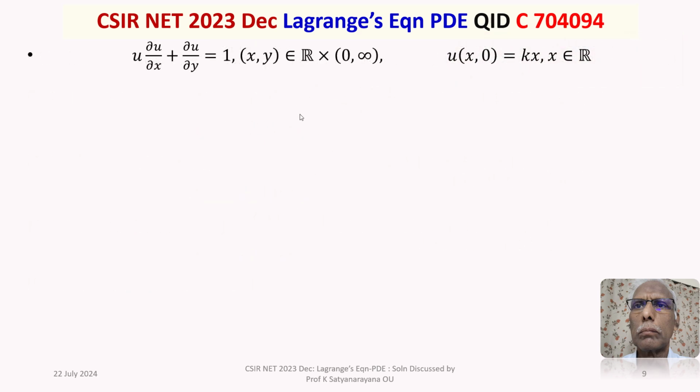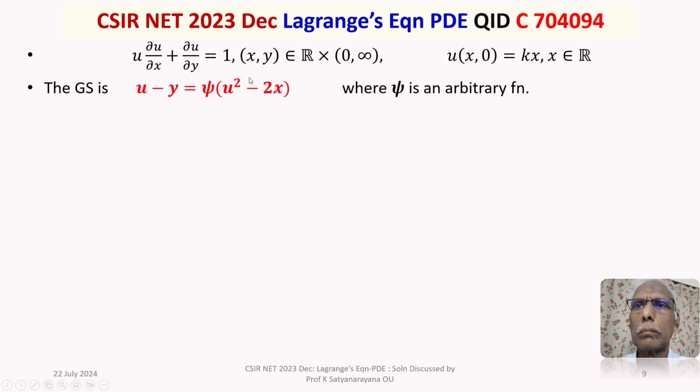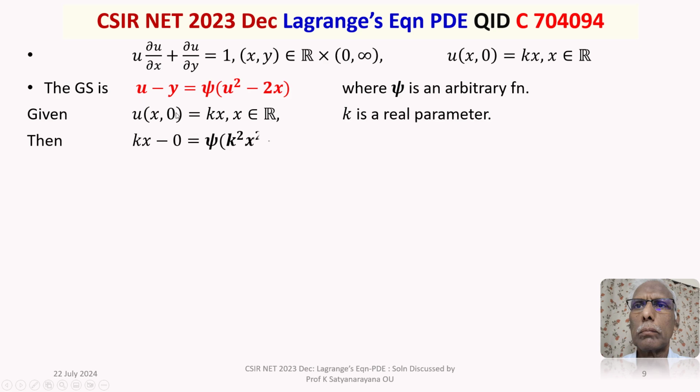So I've already told you for this partial differential equation, the general solution is u minus y is equal to psi of u square minus 2x, where psi is an arbitrary function. You can also do it like this. This is also a general solution. Right. Now put the given condition. u of x comma 0 is equal to kx, x belongs to R, where k is a given real parameter. So u is kx, you substitute. So kx equals psi of k square x square minus 2x.